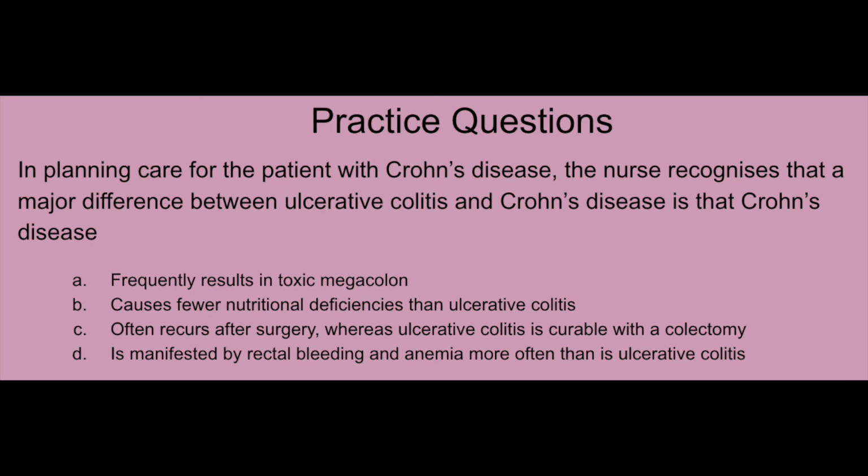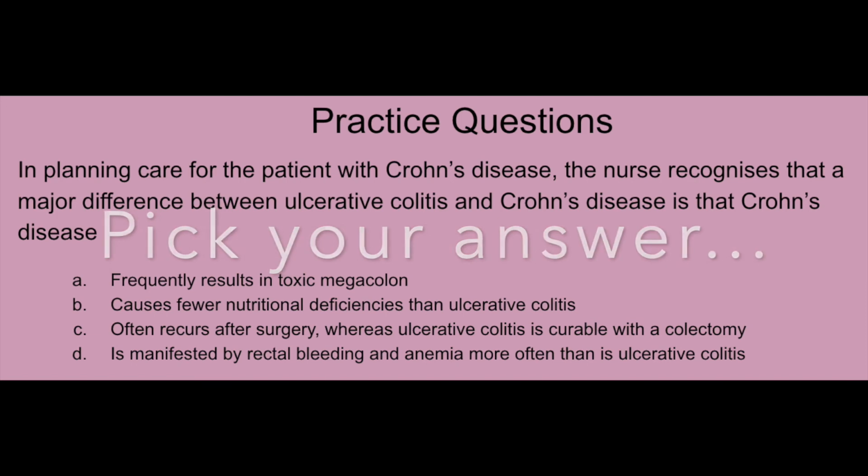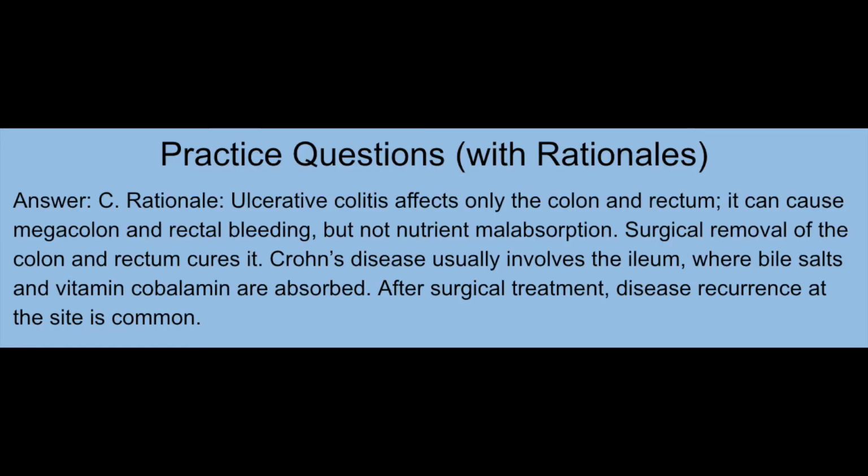In planning care for the patient with Crohn's disease, the nurse recognizes that a major difference between ulcerative colitis and Crohn's disease is that Crohn's disease: A. frequently results in toxic megacolon, B. causes fewer nutritional deficiencies than ulcerative colitis, C. often recurs after surgery, whereas ulcerative colitis is curable with a colectomy, D. is manifested by rectal bleeding and anemia more often than ulcerative colitis is. The correct answer is C. Please pause the video and read the rationale for more information.